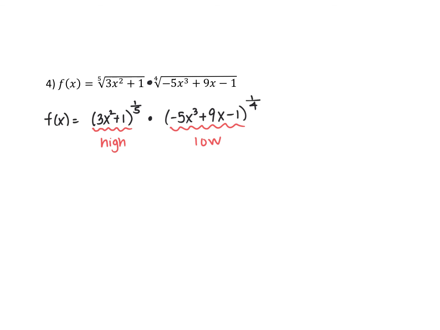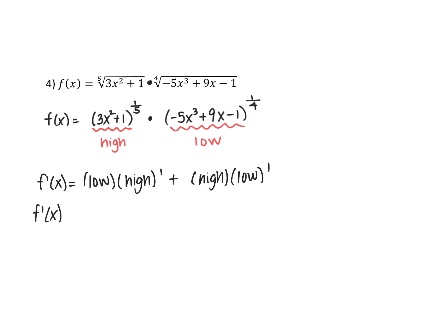So why don't you actually see if you can do this now and then hit resume when you're ready for the answer. Okay, so f prime of x is low times d high plus high times d low. So my low function is negative 5x to the third plus 9x minus 1 to the 1/4. That's my low. Now I have to take the derivative of the high. Well, my high function looks like there's going to be a chain rule.